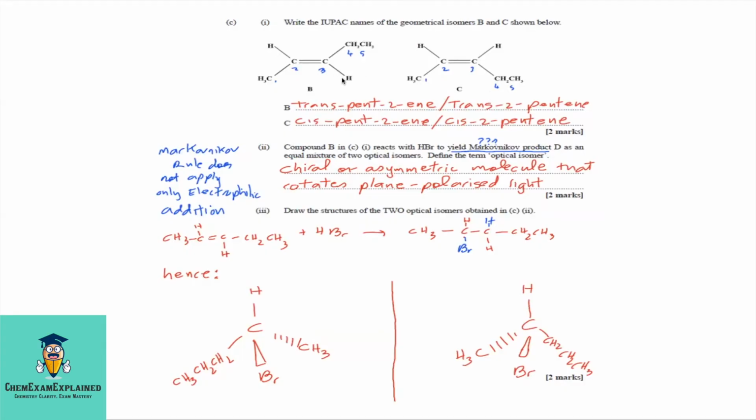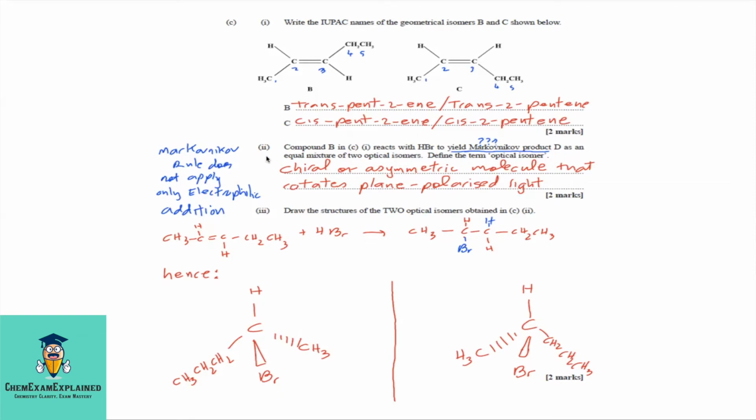So the H's are the groups that are similar in B, and the same H's are the groups that are similar in C. But in B, the H's are on opposite sides of the carbon-carbon double bond, hence trans. While in C, the same groups are on the same side, hence cis. So the name you could give is trans-pent-2-ene or trans-2-pentene. And for C, cis-pent-2-ene or cis-2-pentene.